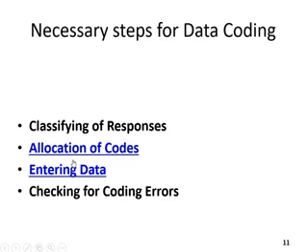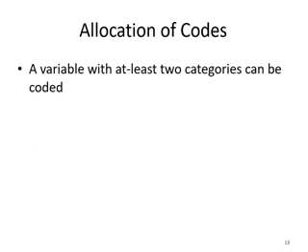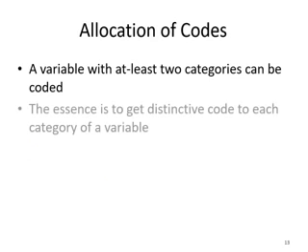So let us look at the next one, allocation of codes. For allocating codes, there should be at least two categories for a particular question. The essence is to get a distinctive code for each category of the variable.